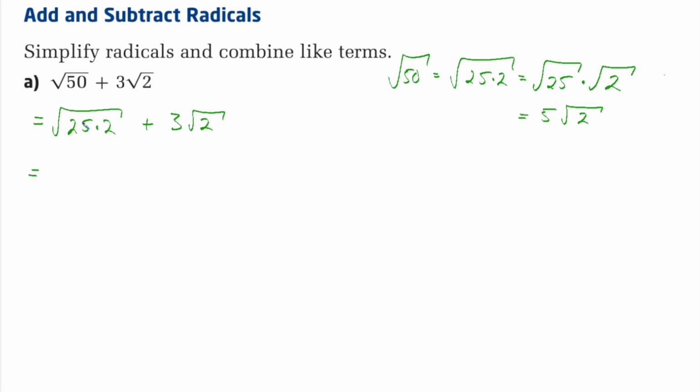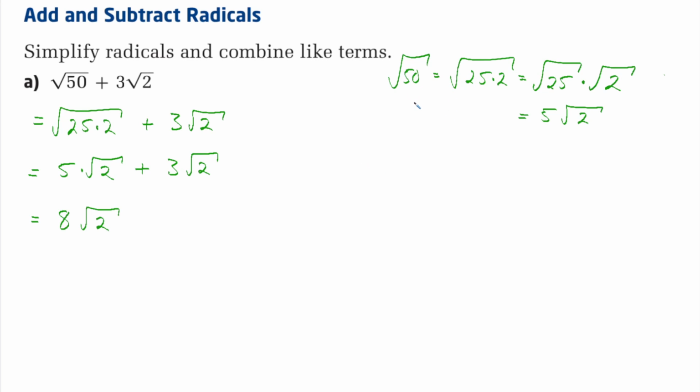And that's exactly what I'm going to do here. Square root of 25 times 2 is 5 times the square root of 2, plus 3 times the square root of 2. And now we have like radicals. This is just like 5x plus 3x, only instead of x, it's root 2. So we can write this as 8 times the square root of 2, or 8 root 2.